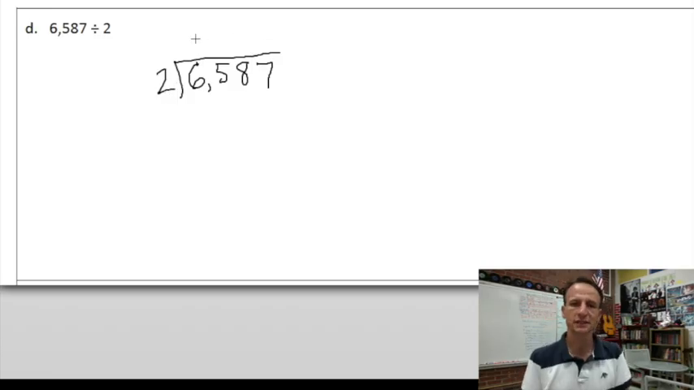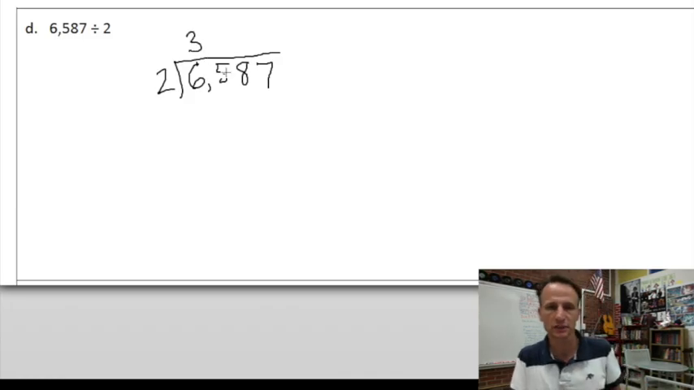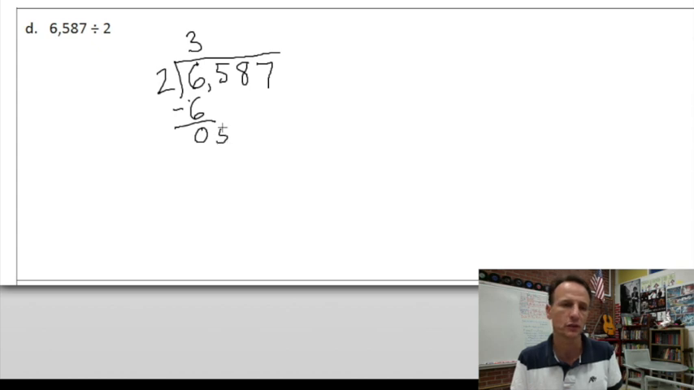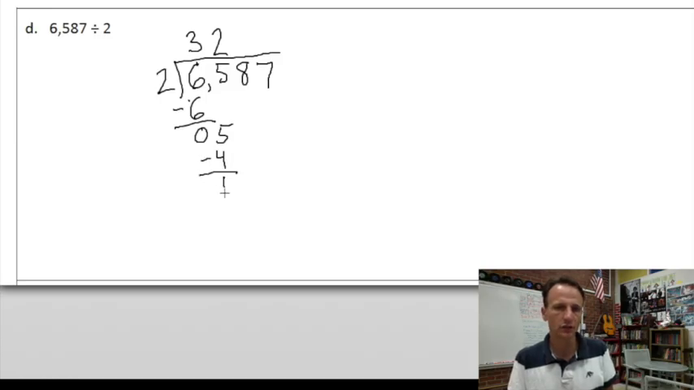So how many 2's in 6? 2, 4, 6. There are 3 2's in 6 because 3 times 2 is 6. When we subtract, we're left with no thousands, but we still have hundreds, so let's divide those. We have 500s to be exact. How many 2's in 5? 2, 4. There are 2 2's in 5 because 2 times 2 is 4. When we subtract, we're left with 100, and now we have 8 10's we can also divide, so 18 10's we can call this. How many 2's in 18?